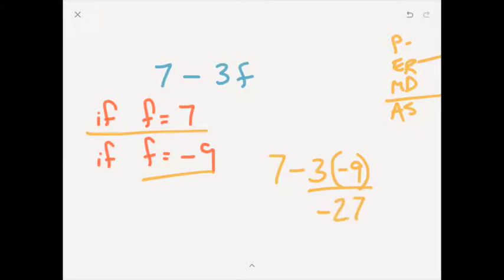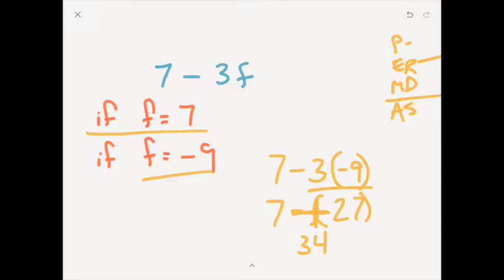And it's really easy to make the mistake of forgetting that this minus sign is here. Because really what we're going to do now is bring that down, and it's going to be 7 minus negative 27. Which, if you remember, subtracting a negative is like adding. So this is really like 7 plus 27, which is going to give us a total value of 34.